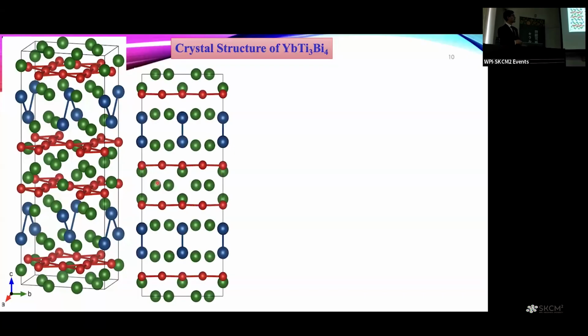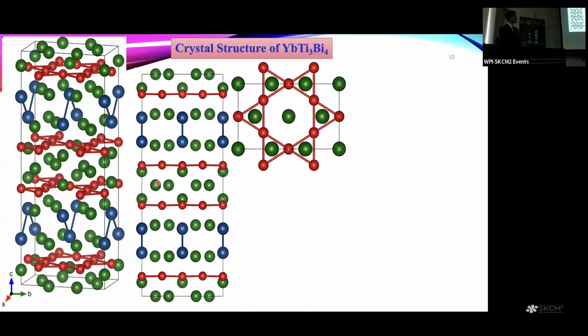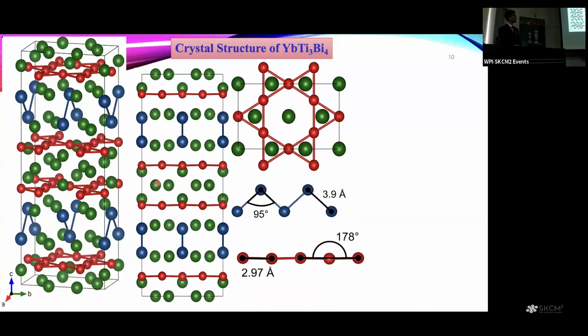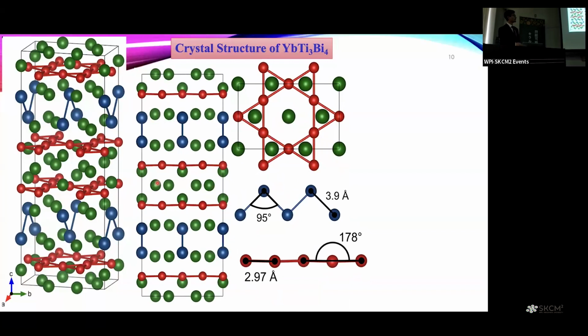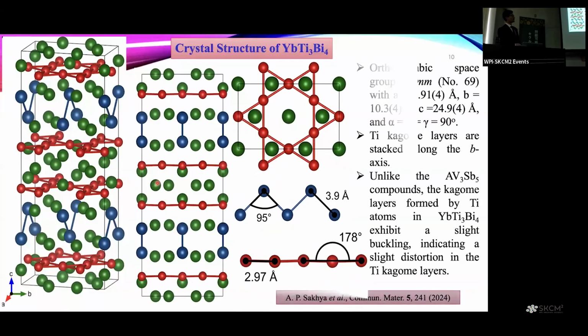So if you look closely along this direction, these titanium atoms are not in the same plane, so it's slightly distorted, and you can see it more clearly in this direction. These are the zigzag chains of ytterbium atoms, and the Kagome lattice is seen clearly from this picture. The structure is orthorhombic, where the c-axis is huge.